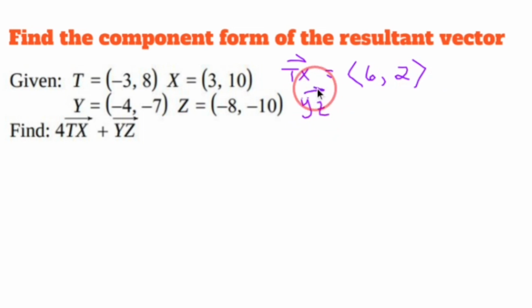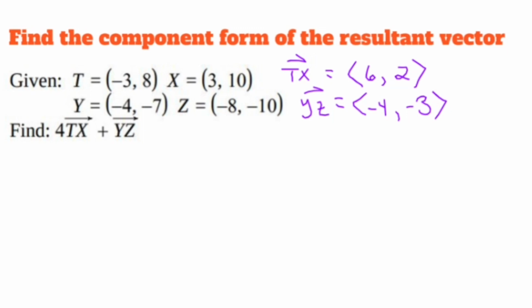YZ is going to be -4. I'm sorry, -8 minus -4. That would change things. -8 minus -4 is -8 plus 4, so -4. And -10 minus -7, which is -3. I have a video on turning points into component form. If you're like, he went way too fast for that, I understand. But, you know, I offer no apology.